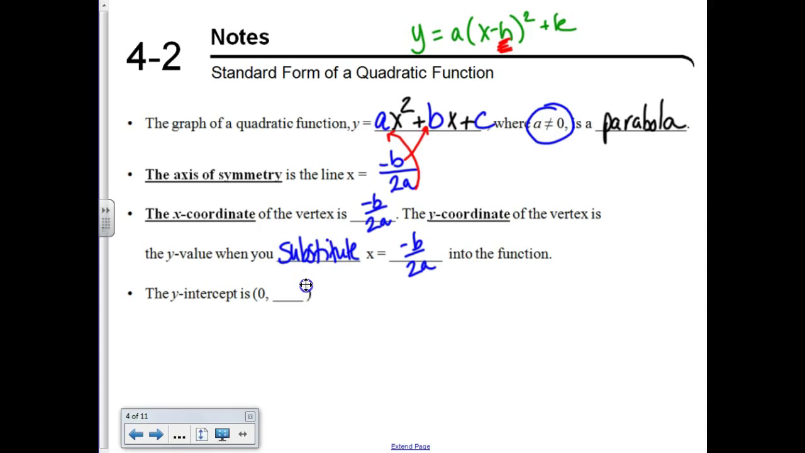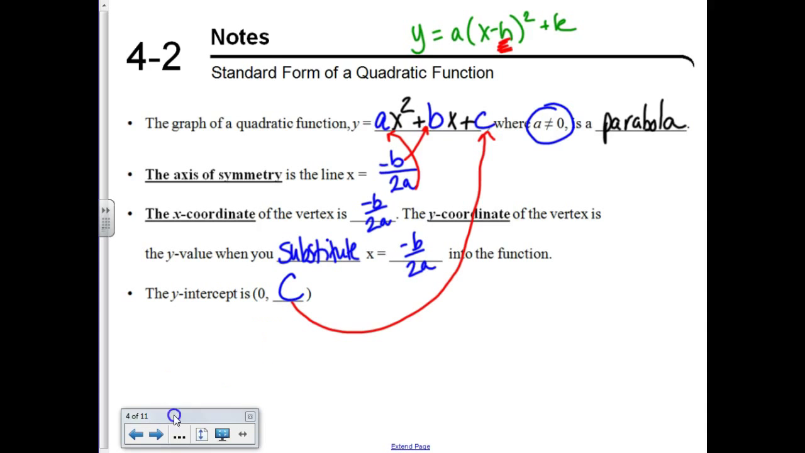One more thought: the y-intercept is at 0, comma, c. And the c I'm referring to is that c right there. So standard form isn't really exciting if you need to know the vertex, because you're going to have to calculate some things. But if I ask you where the y-intercept is, this is a great form to have.